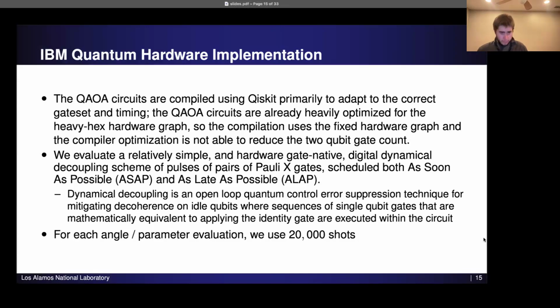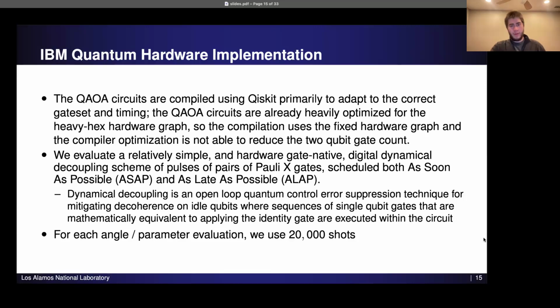Okay, so the QAOA circuits are compiled using Qiskit, mostly to adapt the gate set. The QAOA circuits have been extremely heavily hand optimized, and we use a fixed hardware graph. So the compiler optimization is not able to reduce the 2-qubit gate count.